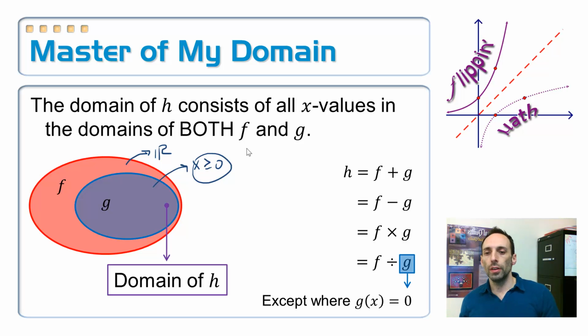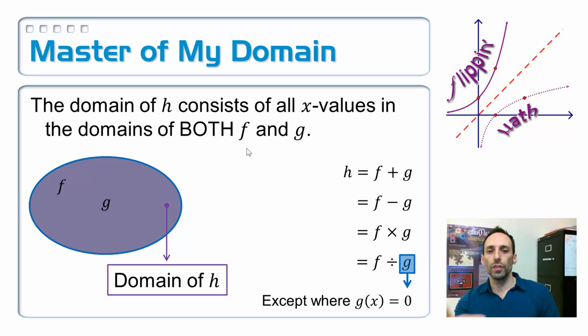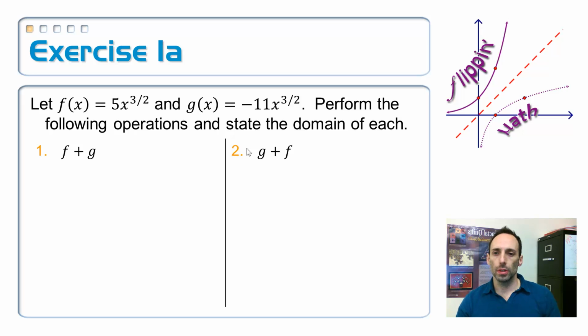Okay? And then finally, here's another case. What if they're both the same? Maybe they're both all real numbers. Well, then that's the easiest case. That's where your new function is just all real numbers too, or whatever the original domains were. Okay, so let's just do a couple of examples here.